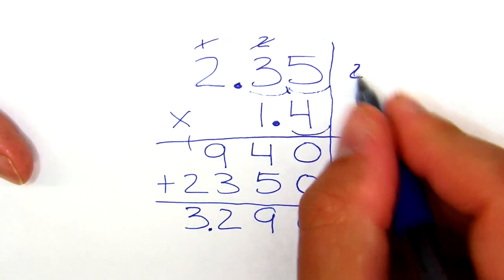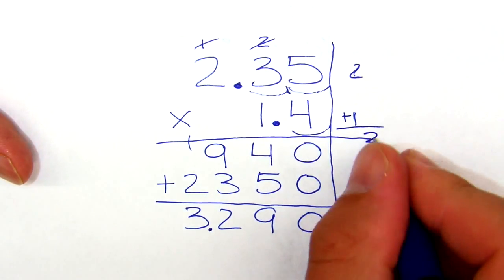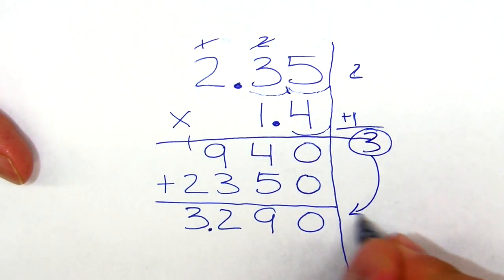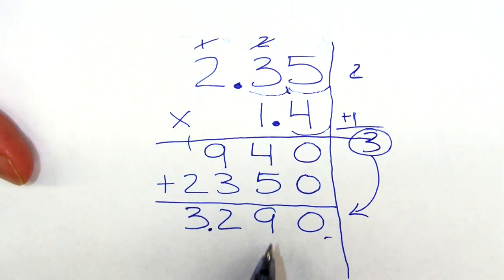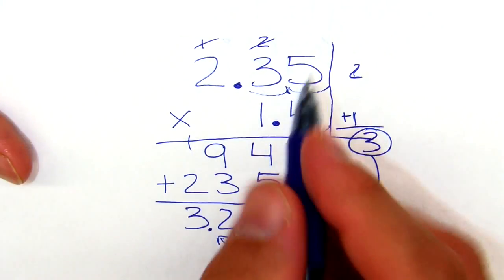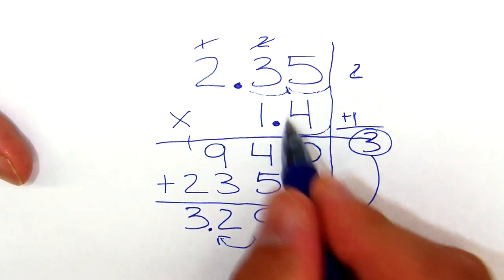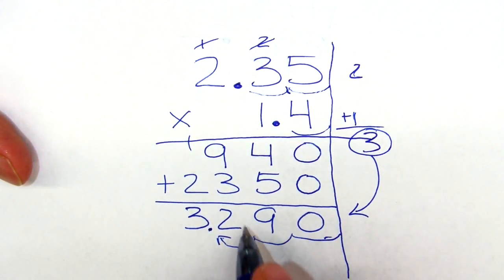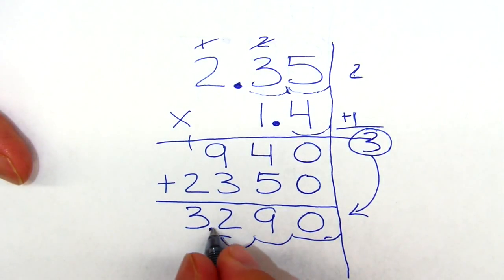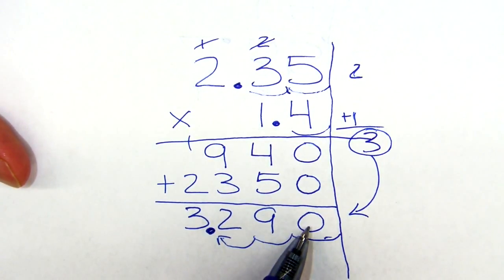And then what we do is we find the total number of places. So 2 plus 1 is 3. And that 3 is important because that's how many times we're gonna move our decimal down here in our final product. 1, 2, 3, right? So it would end up right there. Another way to think of it is how many digits are after the decimal. 1, 2, 3, and then look, 1, 2, 3, okay? But our final answer should be 3 and 290 thousandths.